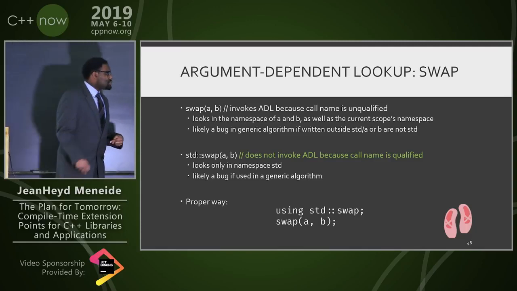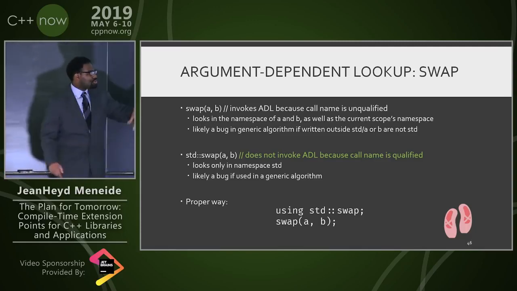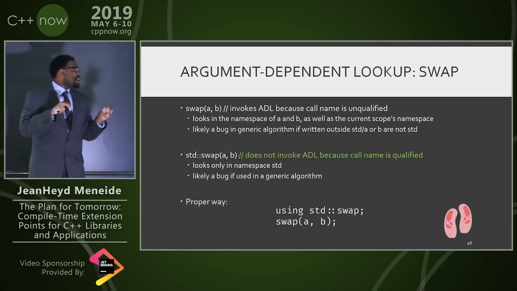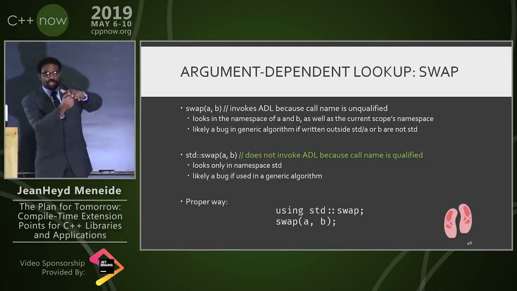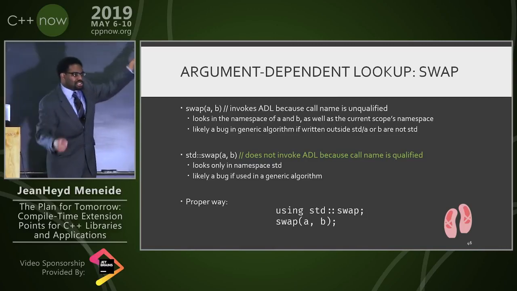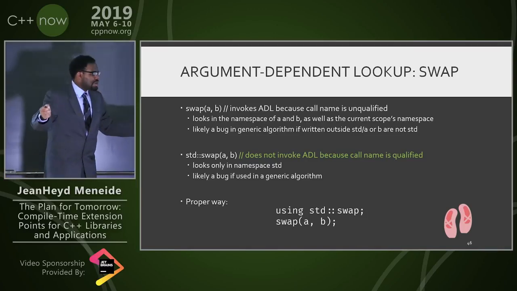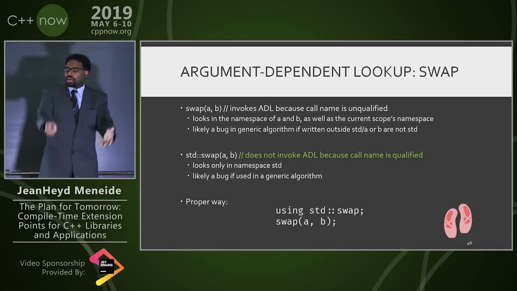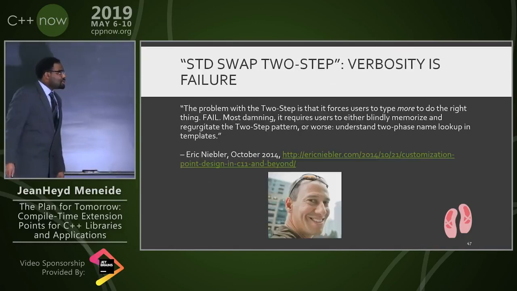And so the proper way to do this is this little two-step: using std::swap, and then call swap. So get me the base implementation, and then call swap unqualified so that it collects all the other swaps that are related to the arguments and in the current scope. Then we use overload resolution with A and B to figure out which one we should be calling, call it, and we go through.